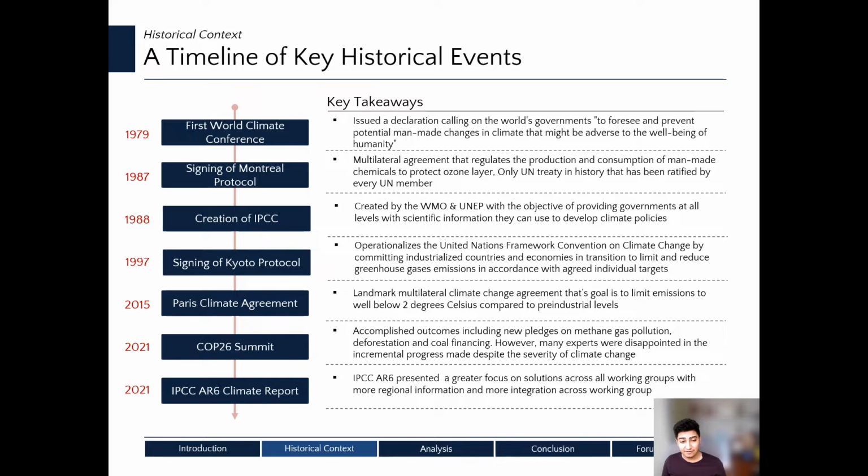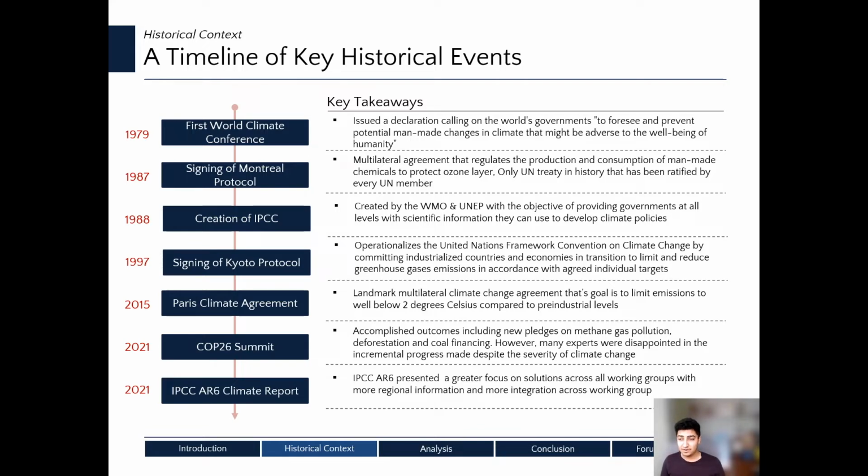And so shortly after this, we had the signing of the Kyoto Protocol, and this operationalized the United Nations Framework Convention on Climate Change by committing industrialized countries and economies in transition to limit and reduce greenhouse gases and emissions. And so from this Kyoto Protocol, we had lots of developments in terms of making tangible commitments. And this was further emphasized and specified by the Paris Climate Agreement in 2015, where countries met and accomplished new outcomes, including a multilateral climate change agreement that focused on limiting emissions to well below 2 degrees Celsius. In fact, I believe that number is 1.5 degrees.